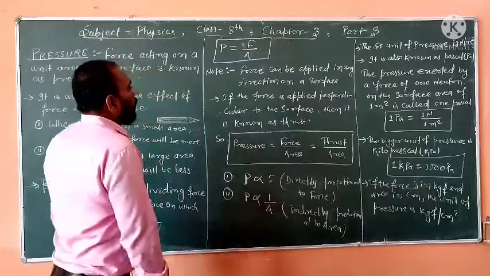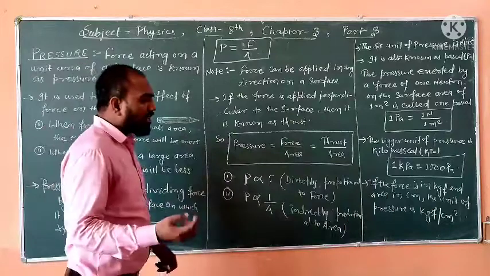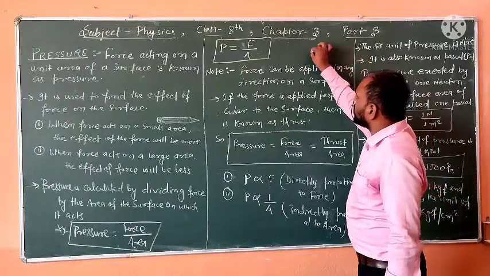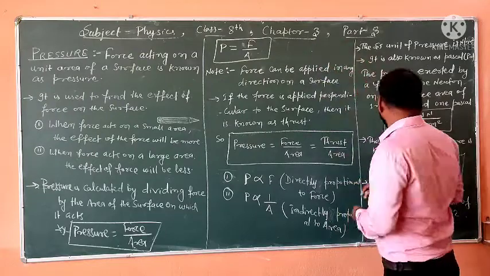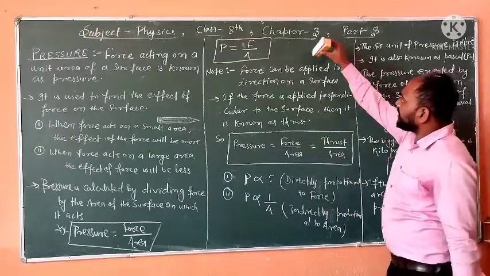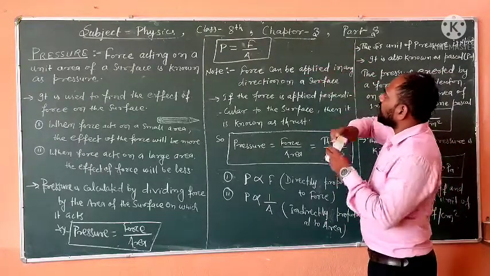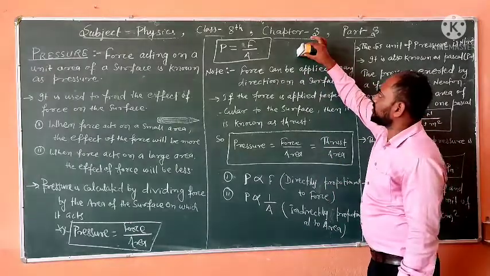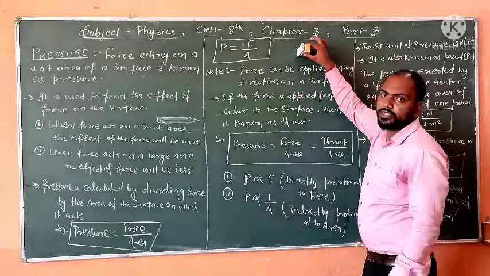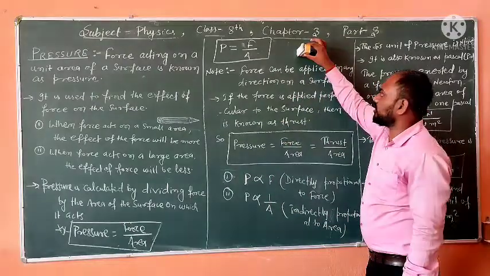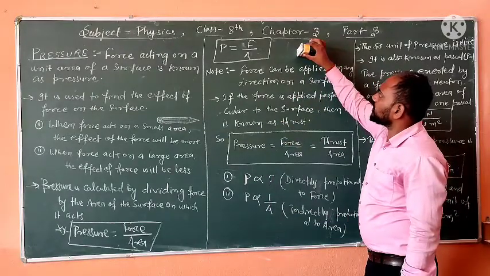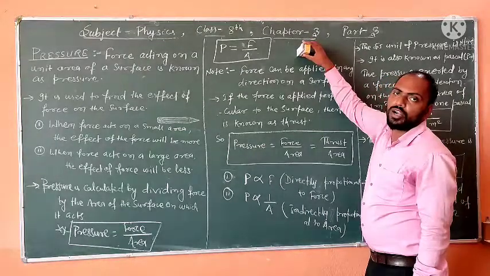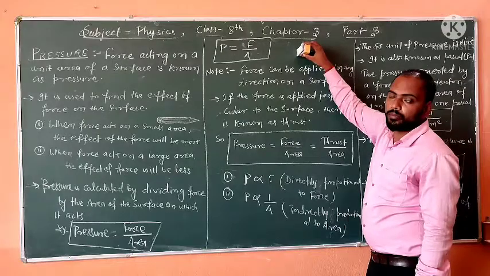But what if force is applied perpendicular to the surface? Perpendicular to the surface means at 90 degrees. This surface is plane and I am applying the force as it is, making 90 degrees with the surface. That is called perpendicular. When force is applied perpendicularly to the surface, this force is called thrust. You have to understand this here.